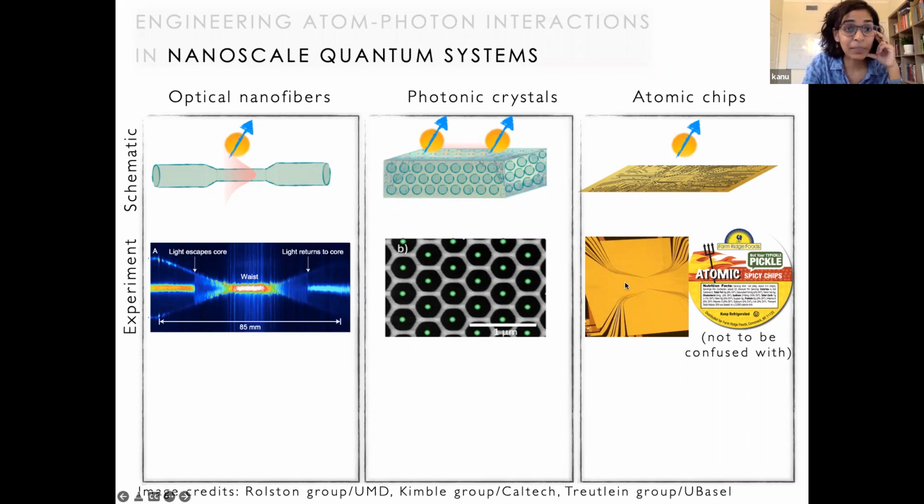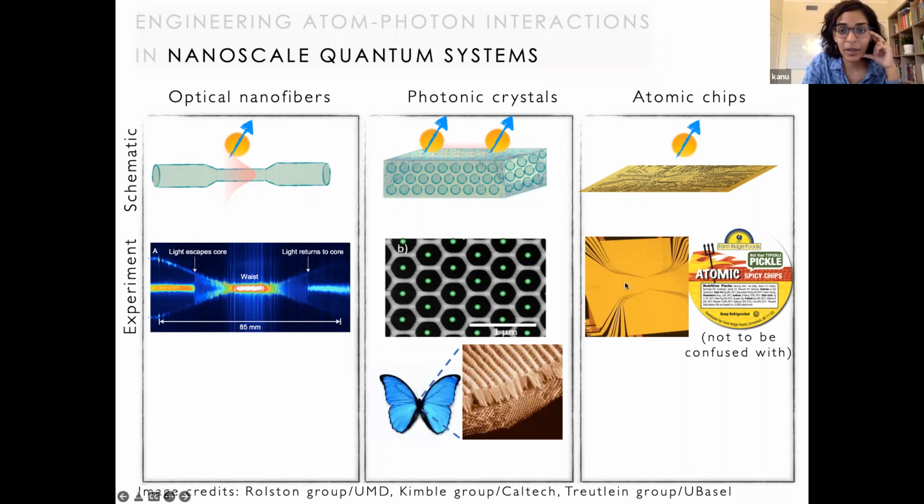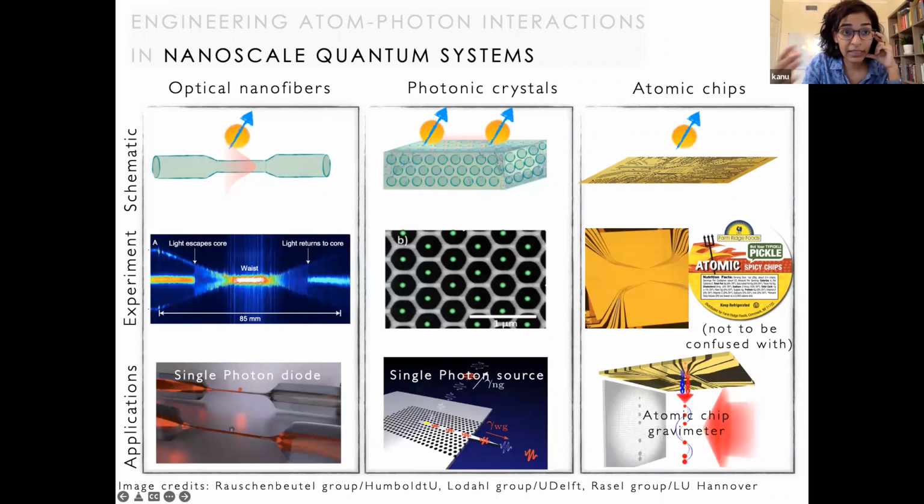And in some cases, they've also been realized by the butterfly community. As you can see here, there's a nice photonic crystal structure in the wing of a morpho butterfly, which gives it the cool iridescent blue color that you can see here. And also, not only have these ideas been realized, but they are also being utilized for various applications like building single photon devices, sensing gravitational fields, building quantum computers, and so on.